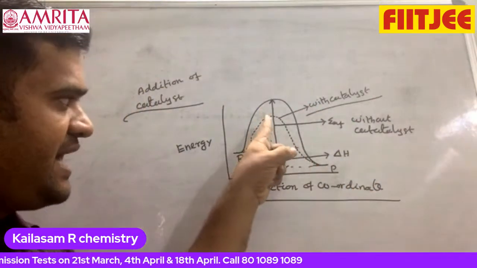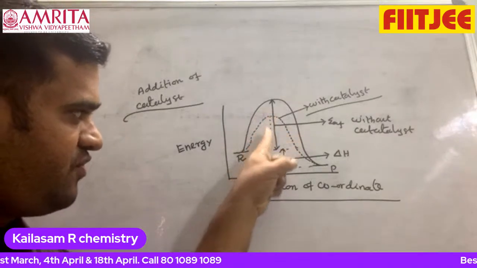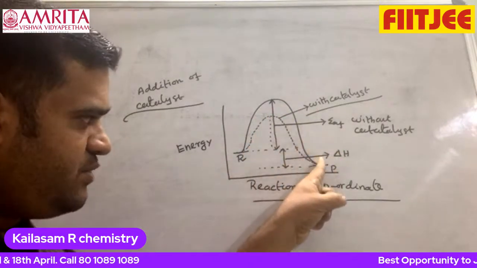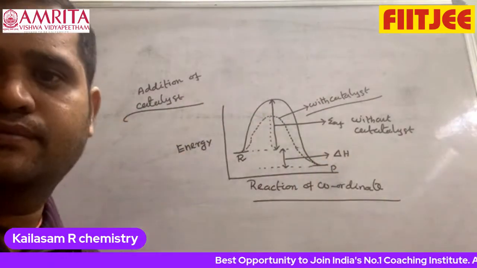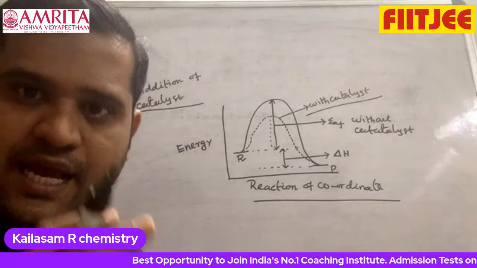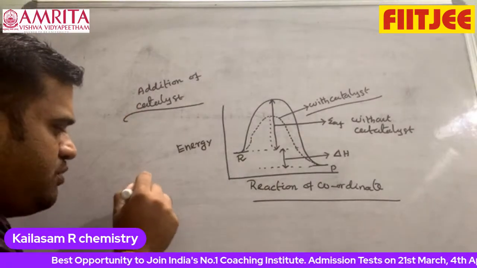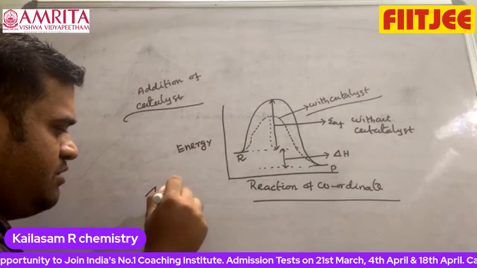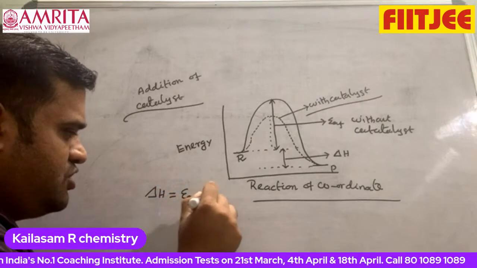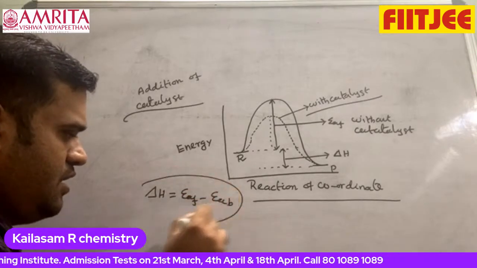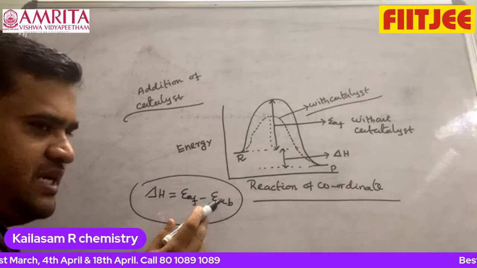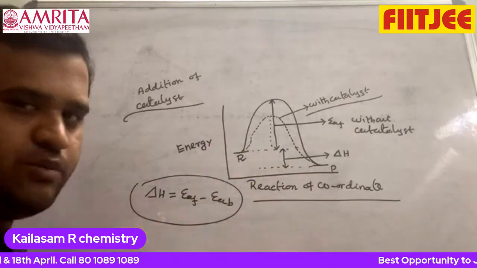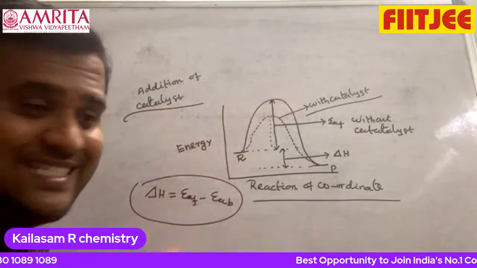Why? When I add a catalyst, the energy of activation of the forward reaction and at the same time the energy of activation of the backward reaction decrease to the same extent. So the delta H remains the same, because delta H is EaF minus EaB. That means the energy of activation of forward and backward decrease to the same extent. Delta H remains constant, but the rate constant changes.